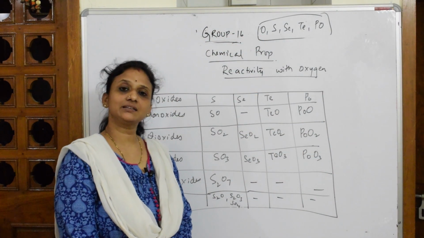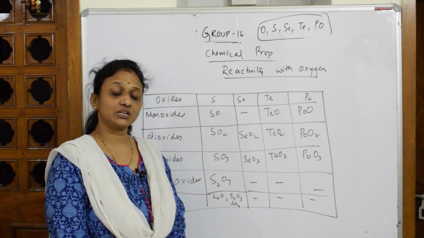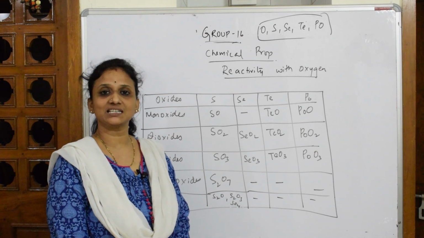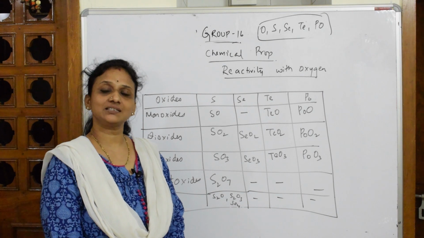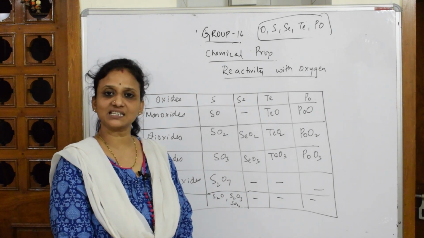Let's come back and see the next concept. We've already seen the hydrides. We've also seen one question based on that, which is which is more acidic in nature. As the size increases, it's easier to release an H+, and down the group, the acidic character increases.